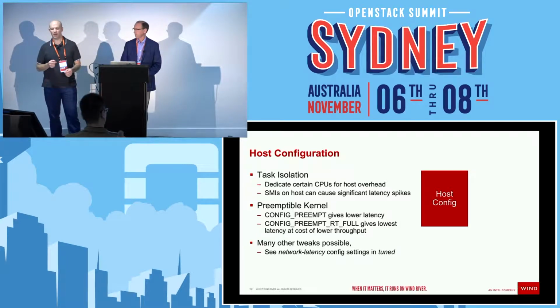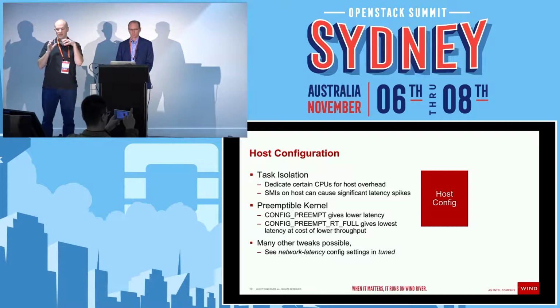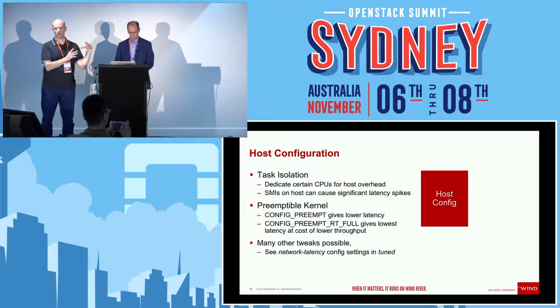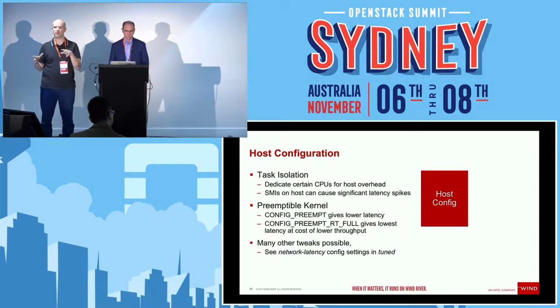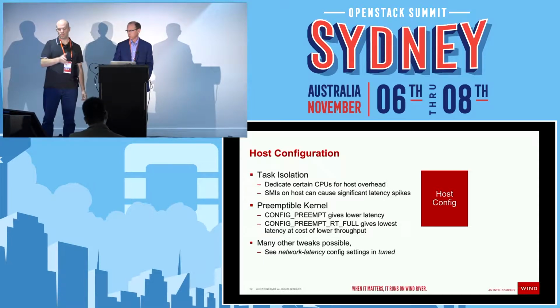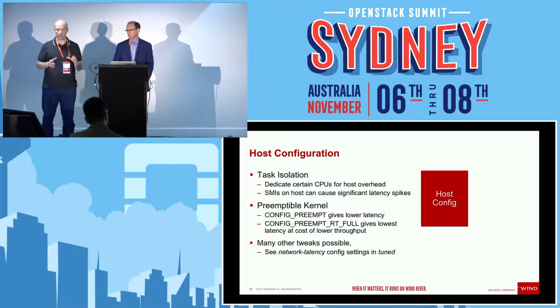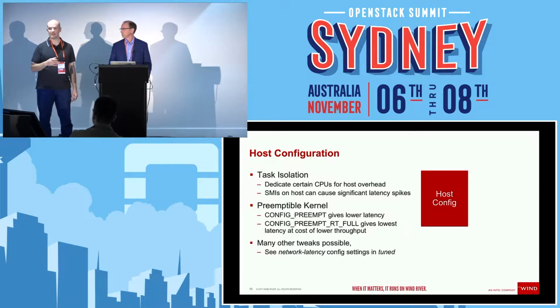So the next thing we want to talk about is the host configuration. The most important thing to do on the host is to dedicate certain CPUs for your host overhead and push all of the host work onto those CPUs. That way you can free up all of the other host CPUs to run your guest work. The other thing that you need to worry about is SMIs. Depending on how your BIOS is configured or how the BIOS is written, SMIs on the host, if they interrupt the CPUs that are running your guest work, can cause latency in your guest packet processing.